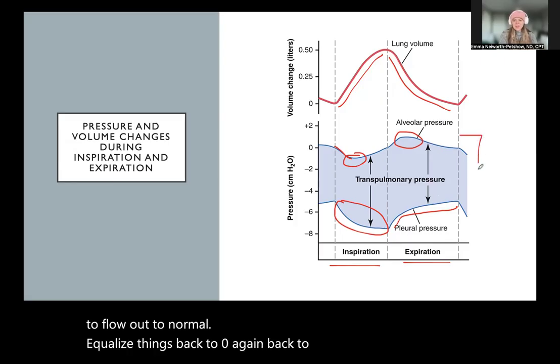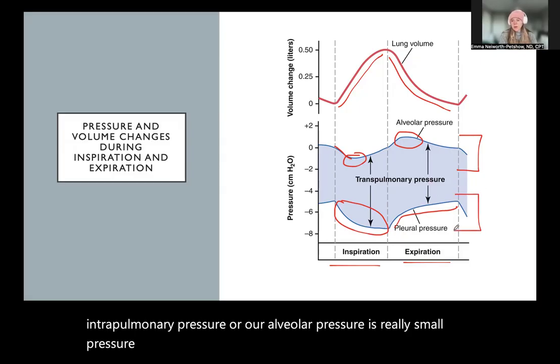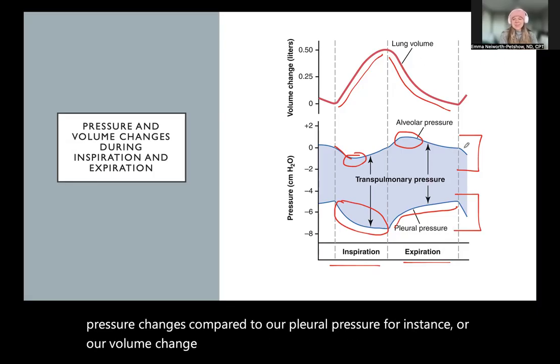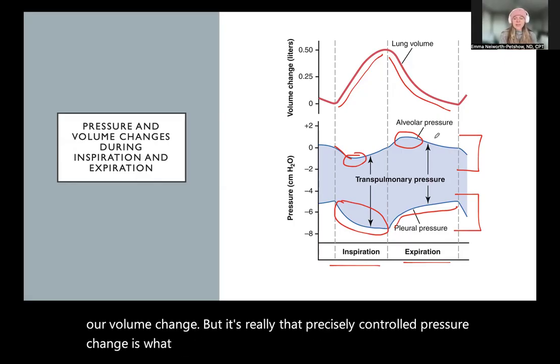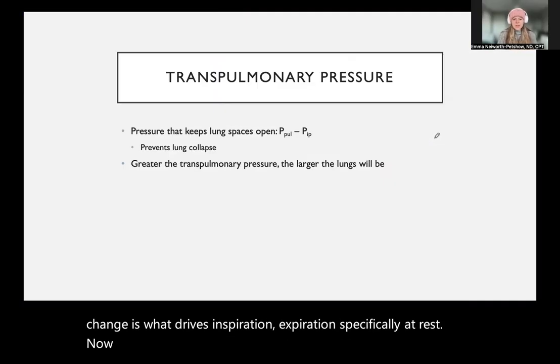Again, this intrapulmonary pressure, or our alveolar pressure, involves really small pressure changes compared to our pleural pressure, for instance, or our volume change. But it's that precisely controlled pressure change that drives inspiration and expiration, specifically at rest. Now, I mentioned the defined transpulmonary pressure.